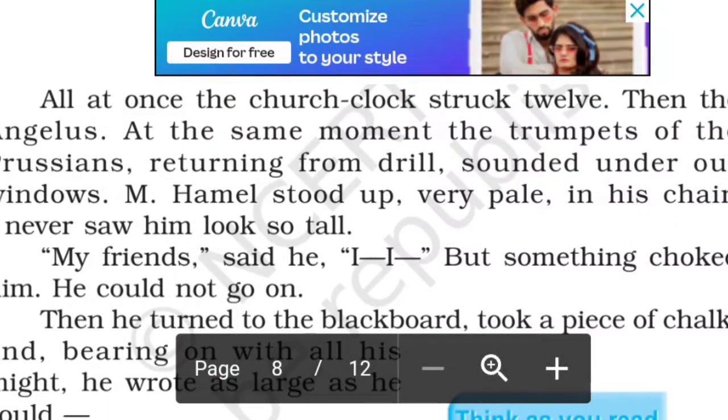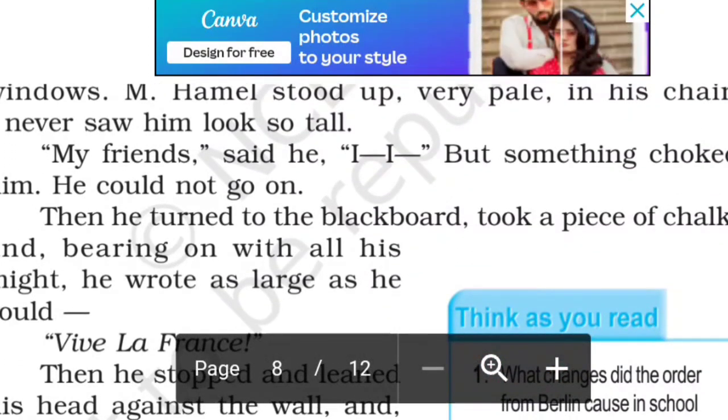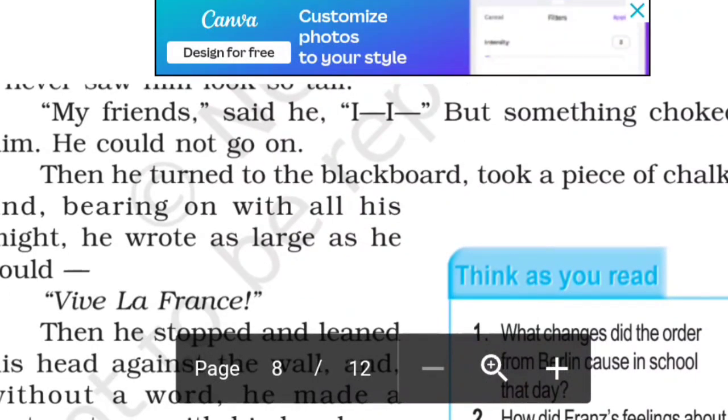Then the Angelus. At the same moment, the trumpets of the Prussians returning from drill sounded under our windows. M. Hamel stood up, very pale, in his chair. I never saw him look so tall. "My friends," said he, "I..." But something choked him. He could not go on.